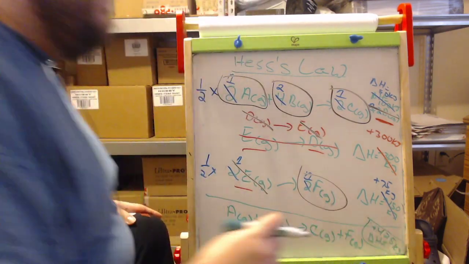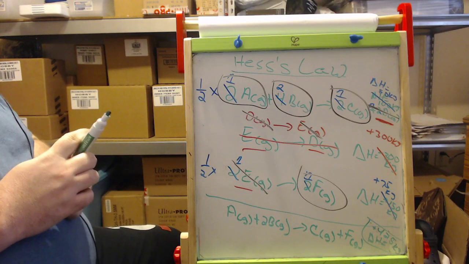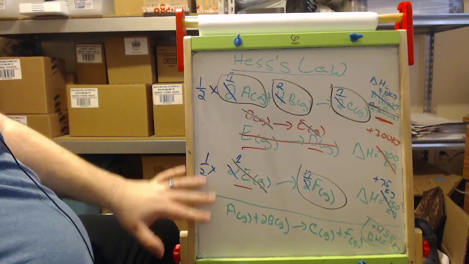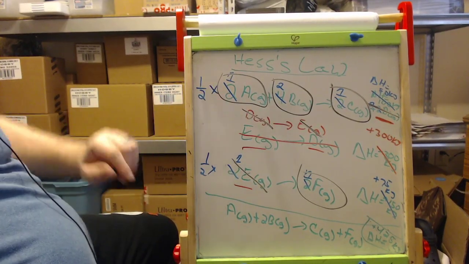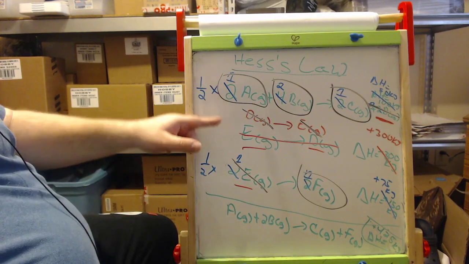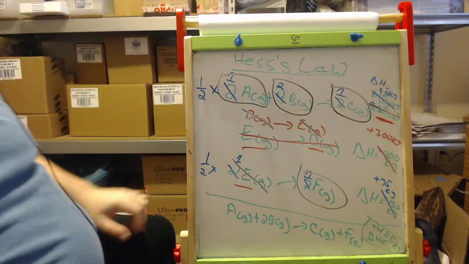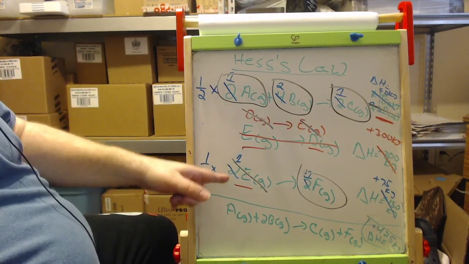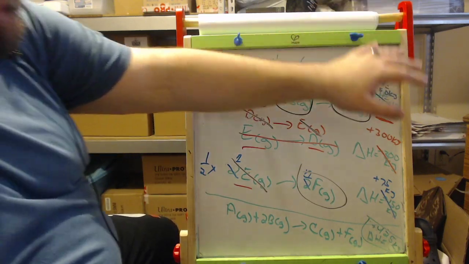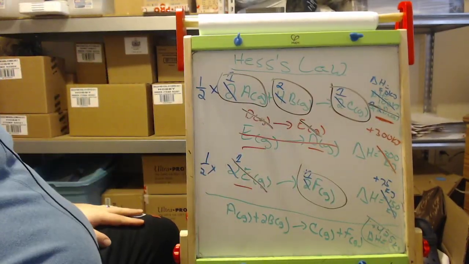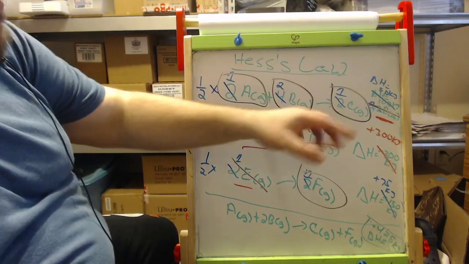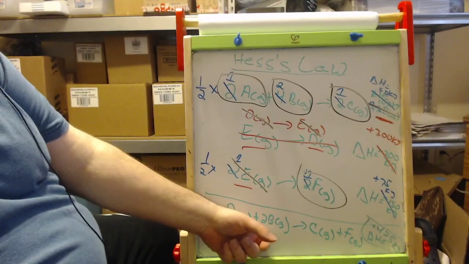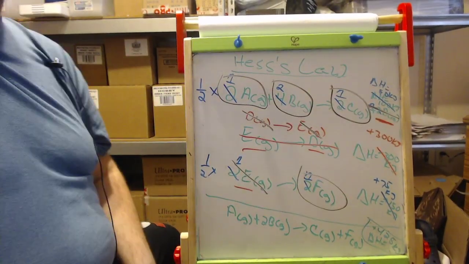The thing with this one is it takes practice. You need to try these. But here's your rules. First of all, make sure everything's on the correct side. If not, flip the equation. If you flip the equation, the sign changes. Next, make sure you're in your right ratio. If you're not, multiply the equation. Whatever you multiply the equation by, do the same to the delta H. Second to last, cancel everything out that can get canceled out. Hopefully you're left with what you need. Then add the delta H's together.